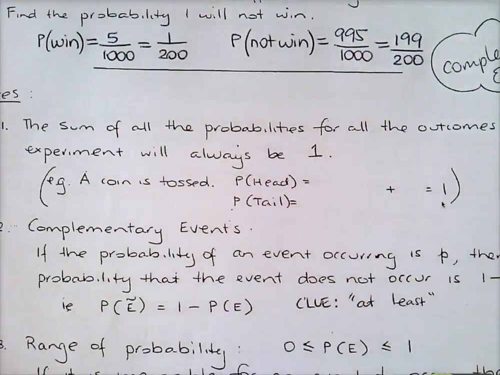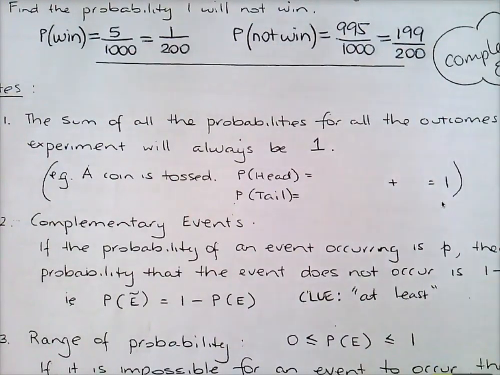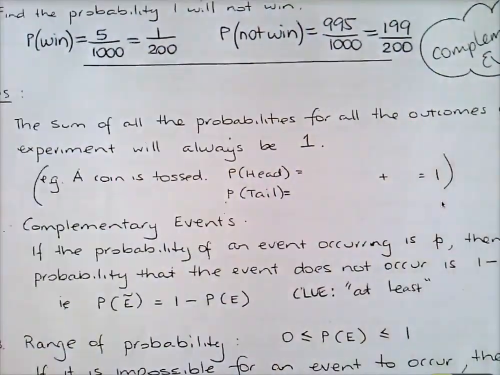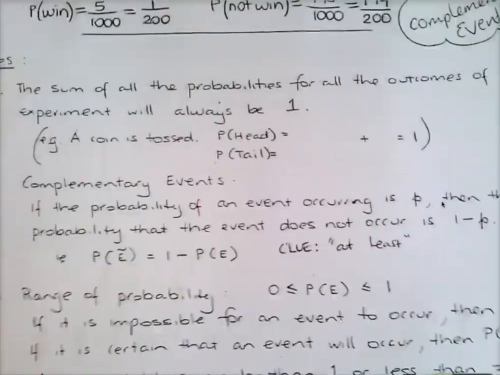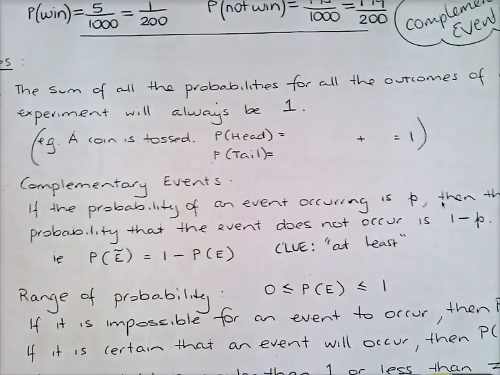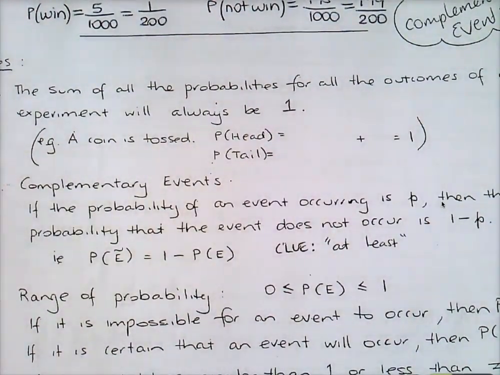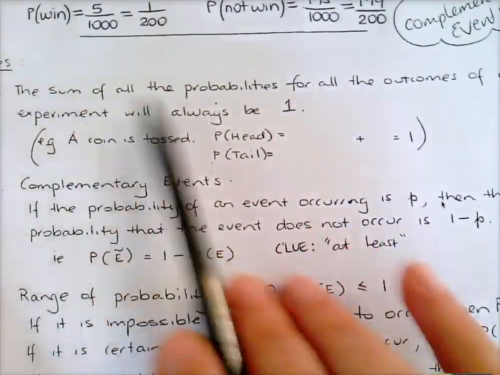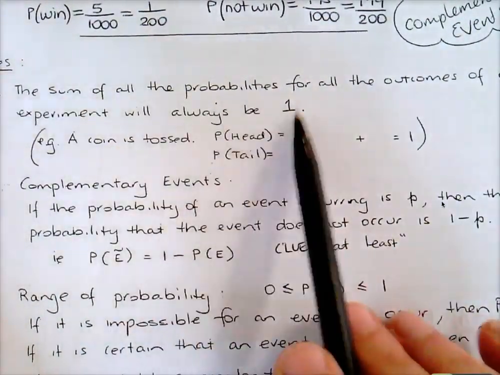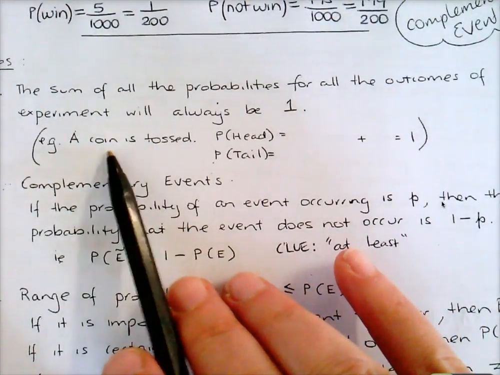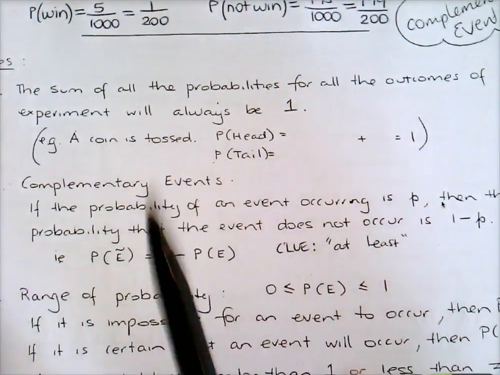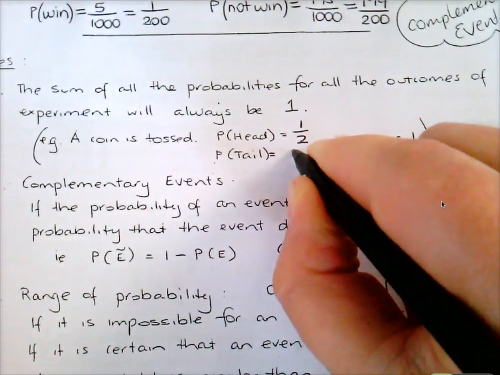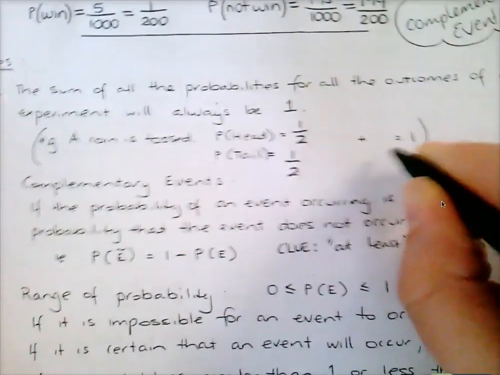So that brings us up to complementary events. See, probability of winning and probability of not winning are complements of each other. They're sort of opposites, okay? Now, when you do a probability experiment, the sum of all probabilities for all outcomes will be one. One meaning 100%. That's everything possible. So, this is really important for complementary events. The sum of all probabilities for the outcomes of an experiment will always be one.